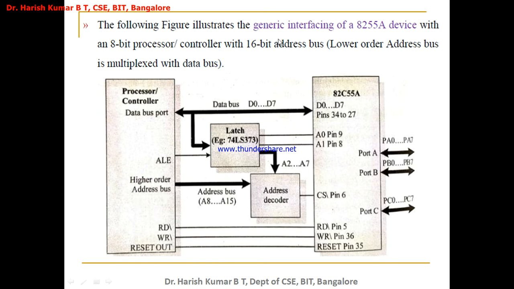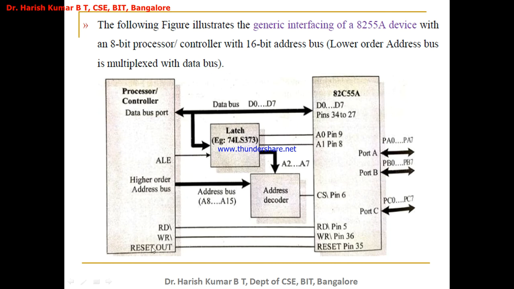Whereas the address is what? Address of this is 16. It has a 16-bit address. It has an 8-bit data line and 16-bit address lines. And now when I'm connecting this 8-bit processor or controller to 8255, this is what I do. Since it has 16 address lines, just to save the pins, what we are doing here is we are using this latch. I'm multiplexing the data lines also and the lower 8-bit address lines.